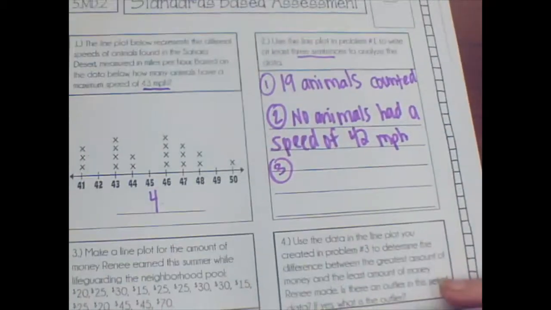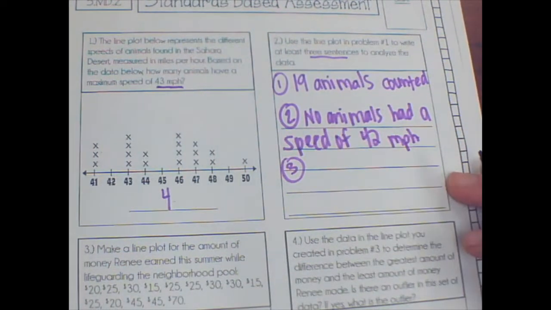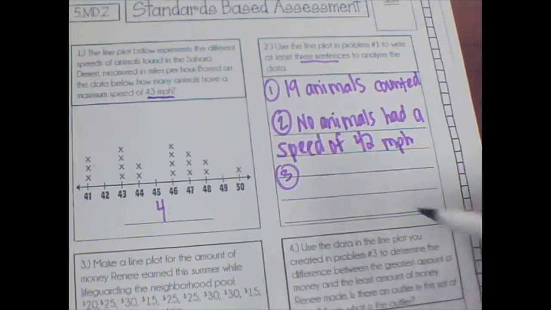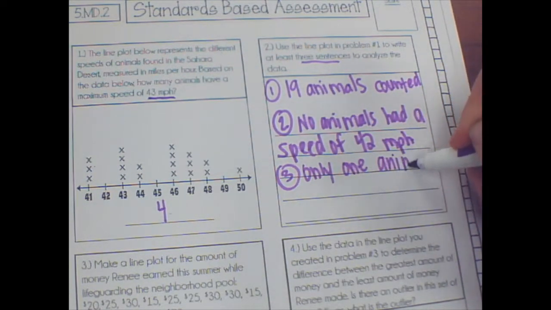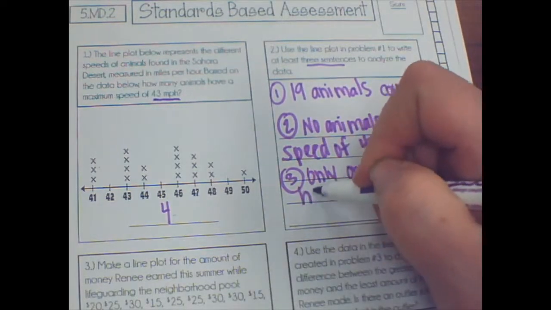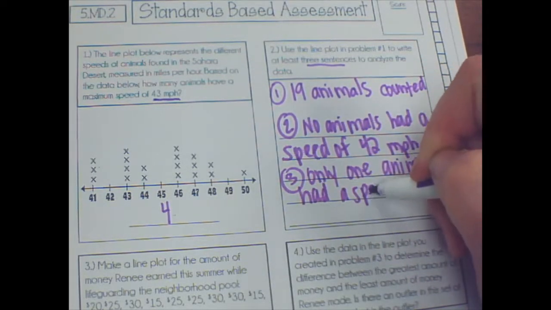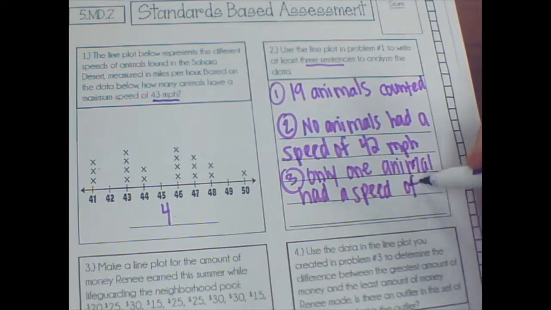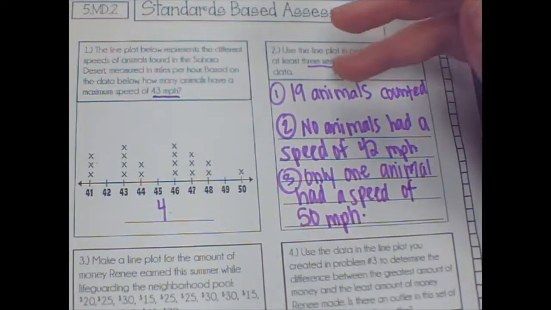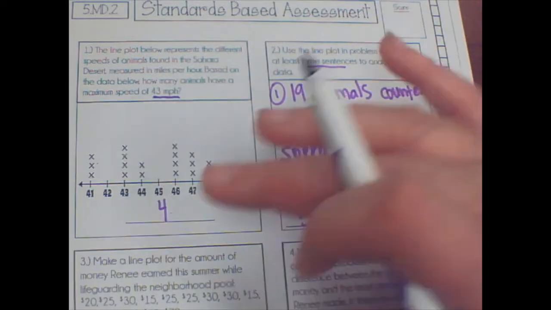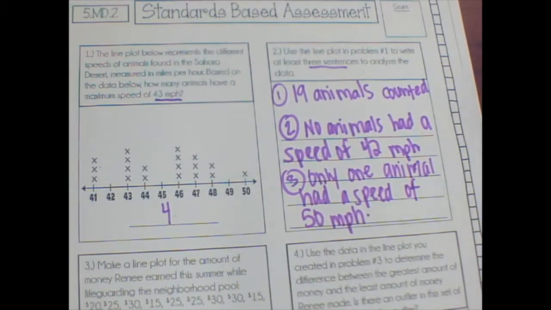And what's something else that you can conclude when you look at this? How about that only one animal had a speed of 50 miles per hour. So we made 3 different conclusions by looking at that set of data. Now, could you make more than 3? Absolutely. Those are just the 3 that I chose. You may look at it and find something else.